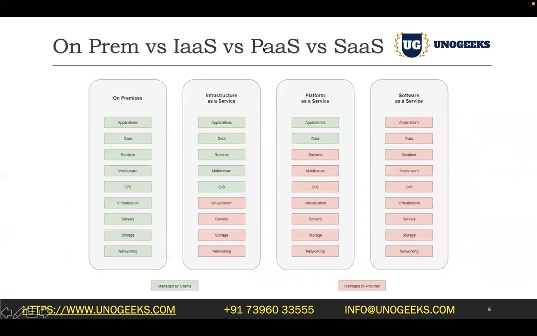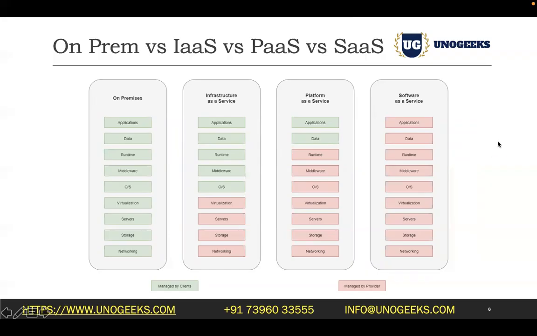And you might be hearing these terms quite often: on-prem, infrastructure as a service, platform as a service, and software as a service. Fusion HCM Cloud, which is the topic for this particular training, is a SaaS application. And what does SaaS mean? It means software as a service.